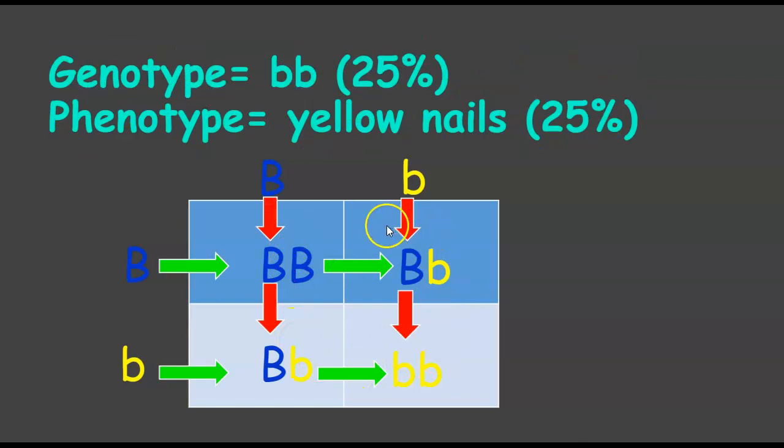Because I want to figure out the genotype, the genotype we wanted was the lowercase b's to get the yellow nails. Looking at that, that's worth 25, that's worth 25, that's worth 25, that's worth 25. I'm looking for this, and I find that right here. There's only one box, so that's 25%. The phenotype, what it's actually going to look like, is yellow nails, and again, 25%, with a 75% chance that they're going to have blue nails.